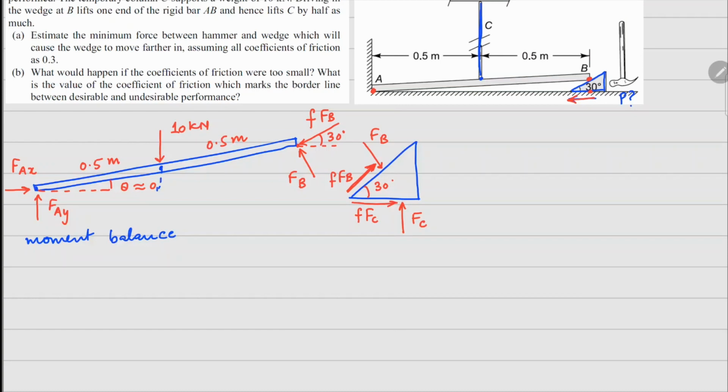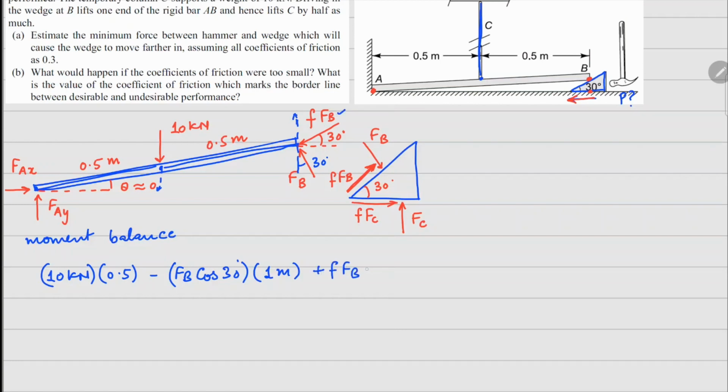Now let's do the moment balance for the bar about point A here. This 10 kilonewton will give you a clockwise moment, so 10 kilonewtons times 0.5. Now for these two here, if this angle is 30 degrees, your FB cos 30 will give you an anti-clockwise moment, and this will be at a distance of 0.5 and 0.5 here, so 1 meter. And similarly this f times FB will have a sin 30 component which is vertical, again sitting at a distance of 1 meter, and this will also give you a clockwise moment because the force is downwards. So all of this equals 0.